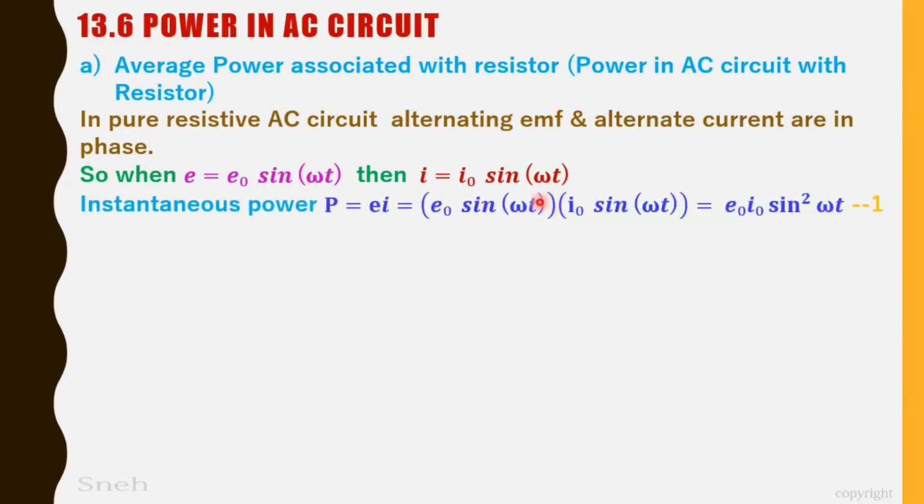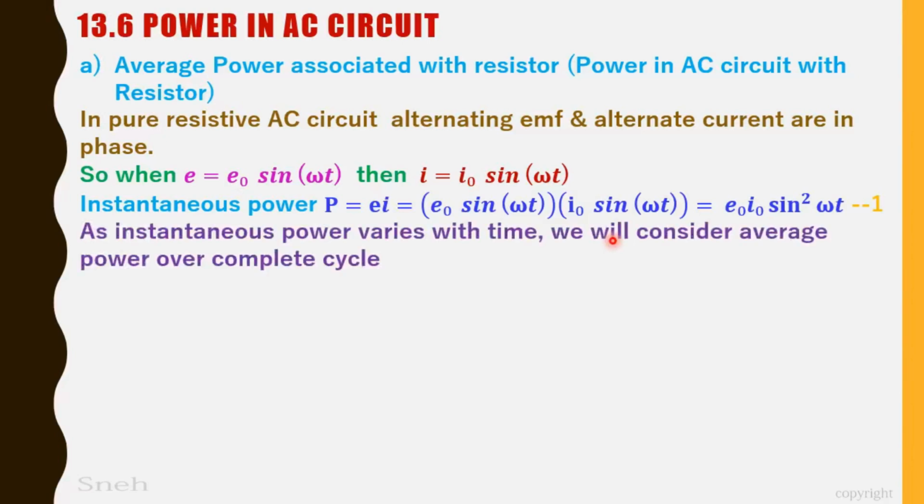Now, again in 11th standard, we have studied power in an electric circuit, which is given by P is equal to potential difference multiplied by current. Here, potential difference is replaced by EMF in case of AC circuit. So we write down power as P is equal to E into I, and we'll substitute values of E and I in this equation and solve it mathematically further.